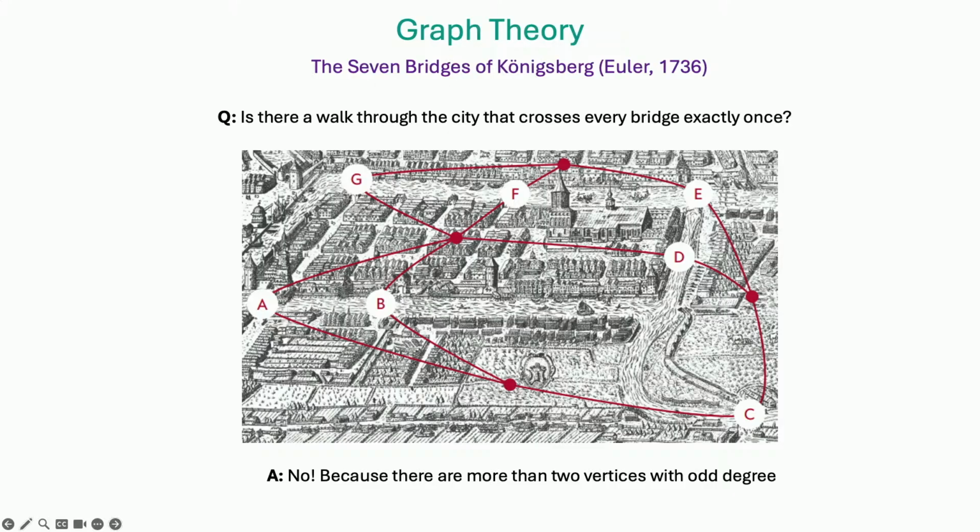So the question here is you have this city, Königsberg, with islands and land, and then you have a sequence of bridges. And now the question is, is there a walk through the city that crosses every bridge exactly once?